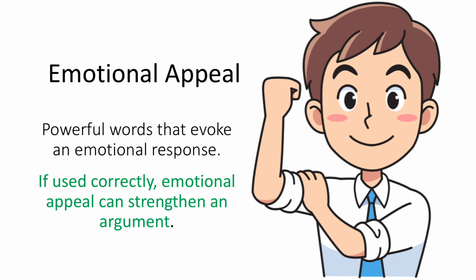Now, one of the most common uses of faulty reasoning is something called an emotional appeal. This is powerful words that make a reader feel something very deeply. It can make you feel joy, it can make you feel hate, it can make you feel angry, it can make you feel love and cared for, but it's all in the word choices that the author is making. And if it's used correctly, emotional appeal can strengthen an argument.